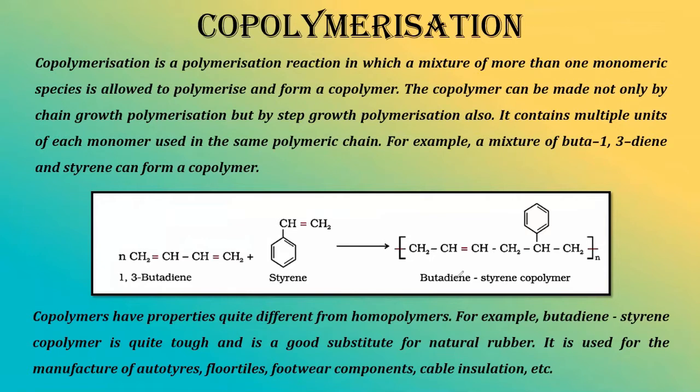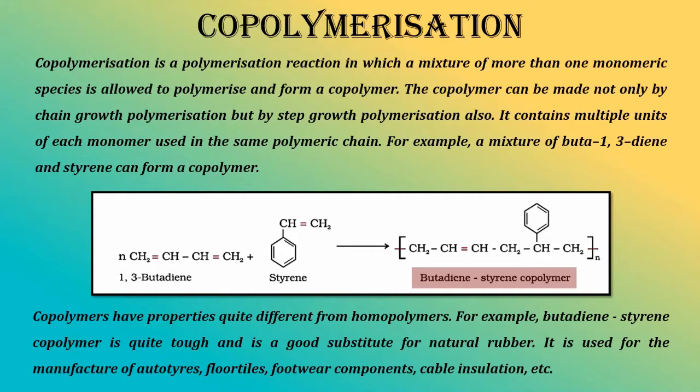Just see here, it is written butadiene styrene copolymer, and my question is, what is the other name of this polymer, butadiene styrene polymer? What is the other name of this particular compound? That is my question. Butadiene styrene polymer has some different name also. What is that different name? That is our question. So let us see what we have and let us start.